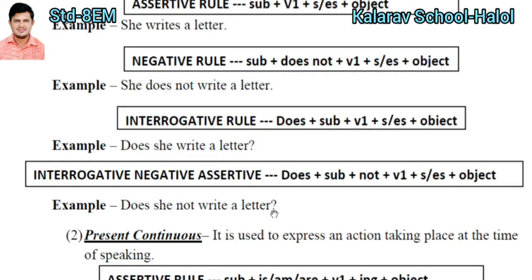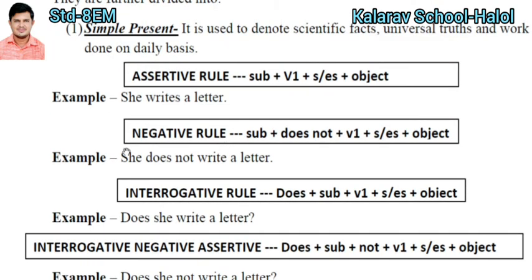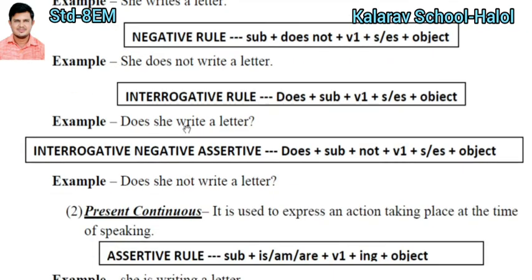Okay, so the question mark is there. This is the simple present tense according to the different types of sentences: assertive, negative, interrogative, and interrogative negative. Simple present tense is mainly used to denote a scientific fact, a universal truth, and daily activity. Everything about the simple present tense is very easy to represent.